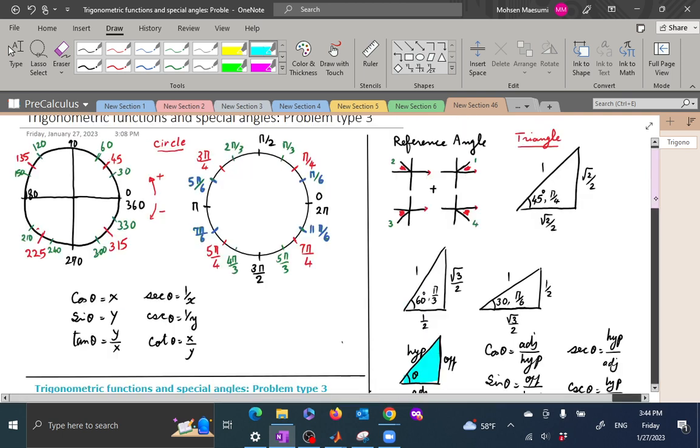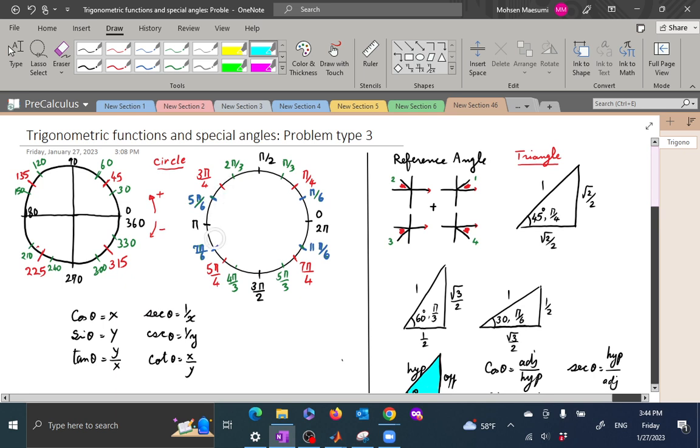In the circle version, you have coordinates of x and y on the circle for these special angles. For the triangle version, you have to memorize these triangles. For 45 degrees or pi over 4, we have these sides. For 60 degrees or pi over 3, the sides are 1/2, radical 3 over 2, and of course this is always 1. For 30 degrees or pi over 6, the sides are radical 3 over 2, 1/2, and that is again 1.